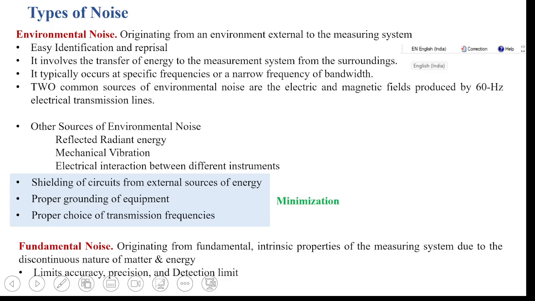Now there are certain types of noises, like environmental noise. Generally it originates from external environmental factors, and it can be easily identified. By improving the instrument condition and environmental condition, we can improve it. It relates to the transfer of energy to the measurement system from the surroundings. It typically occurs at a specific frequency or a narrow frequency bandwidth.